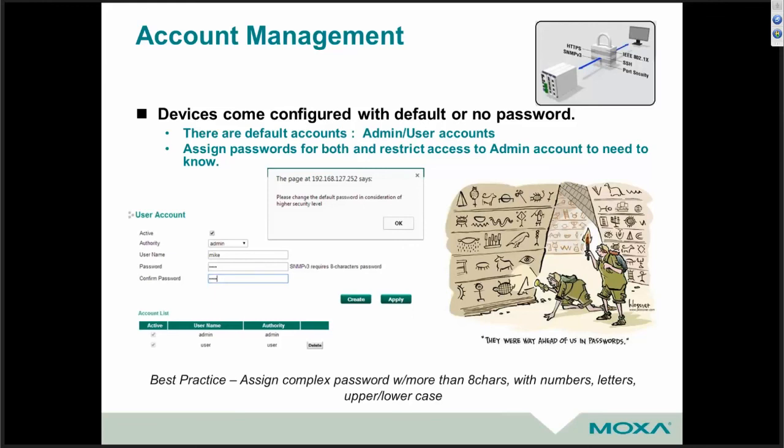So as a best practice, assign a complex password, more than 8 characters, numbers, letters, upper and lowercase, all the things, the same sort of policies that your corporate policies may recommend. Do the same thing in an industrial control system and in things as well. And we've gone so far as on the new E-Series devices to have a pop-up box now that every time you log in, it's going to remind you, hey, set this new password so that you have a higher level of security.